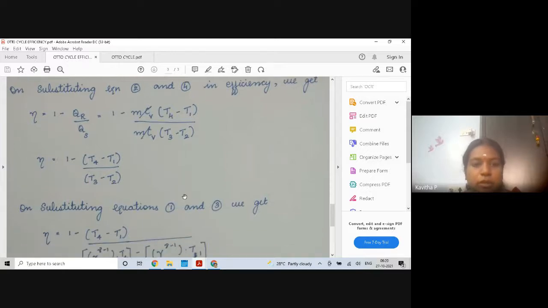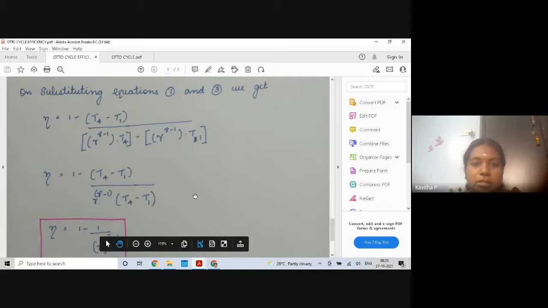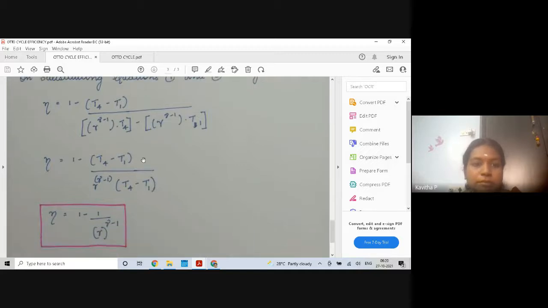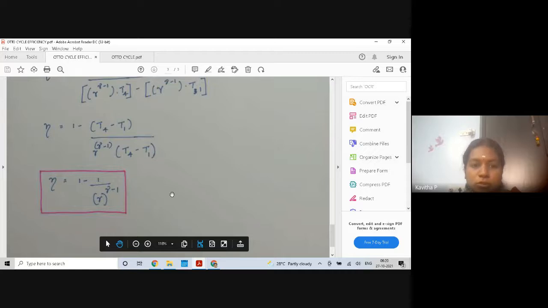On substituting all the T values in the equation, we get 1 minus (T4 minus T1) divided by (r to the power gamma minus 1 into T4 minus r to the power gamma minus 1 into T1). The r to the power gamma minus 1, which is present in both terms, can be taken as a common factor. Then T4 minus T1 and T4 minus T1 get cancelled, and so the efficiency of the Otto cycle is equal to 1 minus 1 divided by r to the power gamma minus 1. So this is the efficiency formula for an Otto cycle.